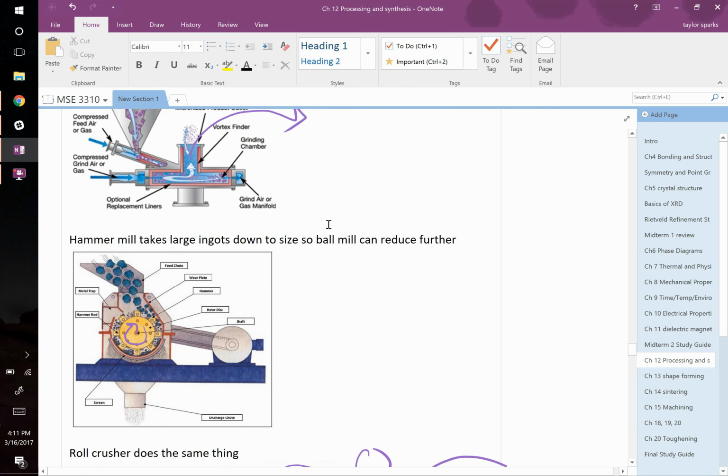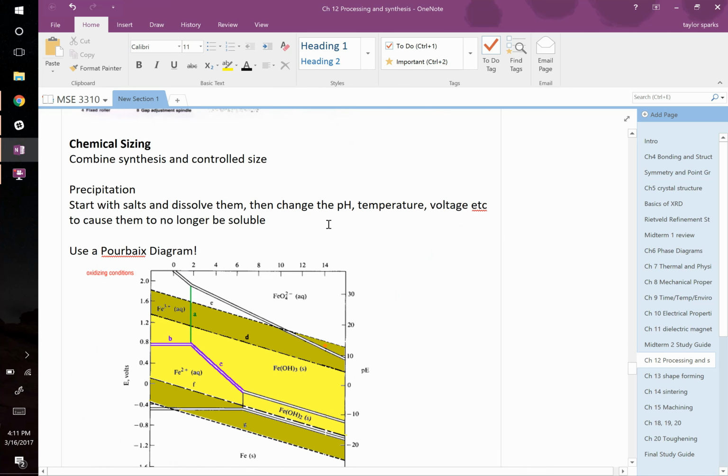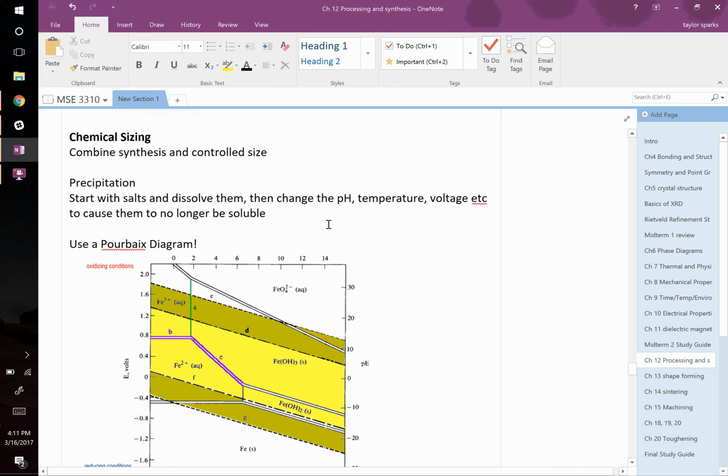There's other ways to get the right size, and one of them is to make the compounds in the right size to start with. And so we'll call this chemical sizing, these series here. The key feature of them is that we're going to be combining synthesis with getting the right size. We're going to do that in one step. And there's a couple different ways we can do this. One of them is to do precipitation.